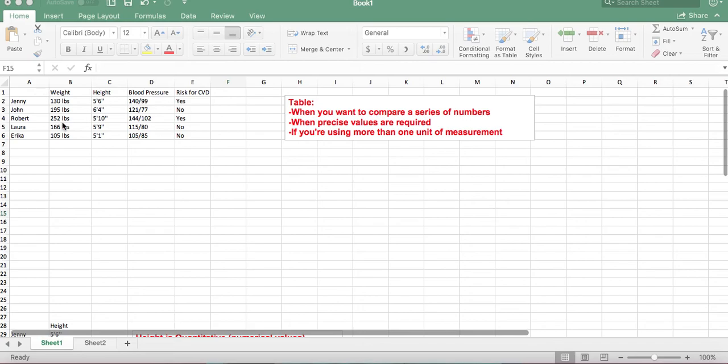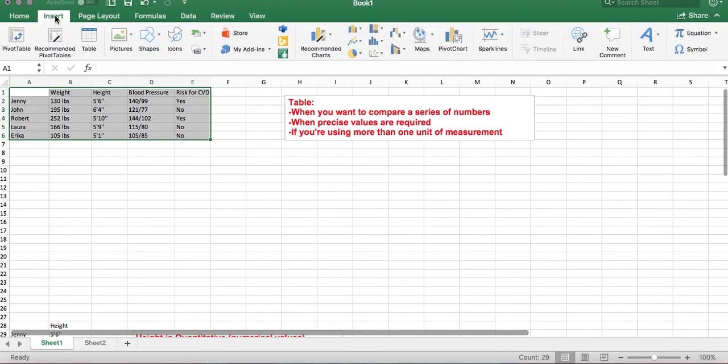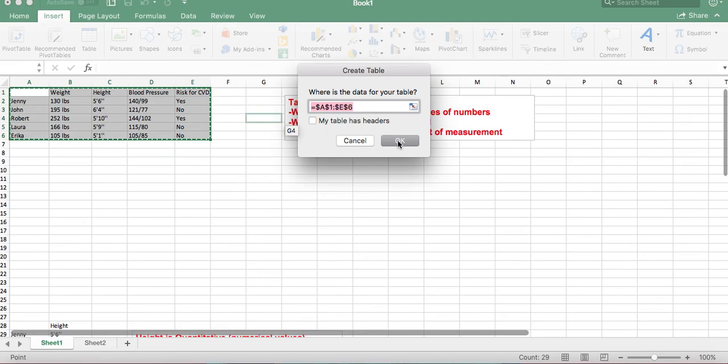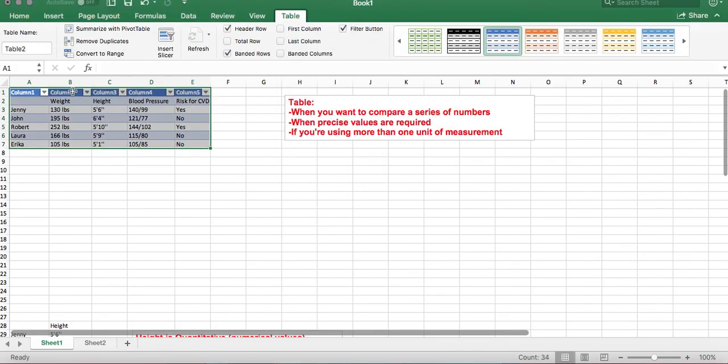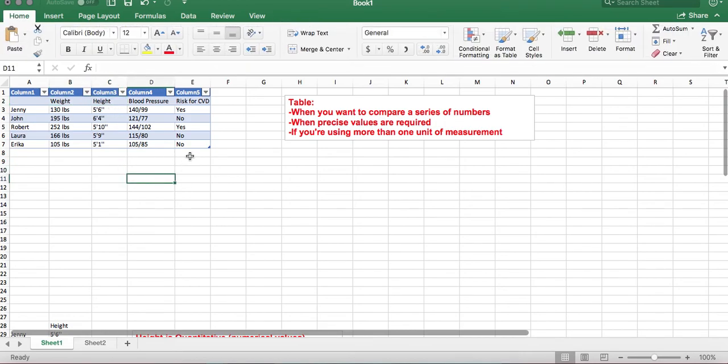If you just have one unit of measurement, then you probably want to use a bar graph. So what you would do here if you want to make your table is highlight your data, insert, table. Okay. And then from here you can start to specify some of the things, like what you want to name column 2, what you want to name column 3. I had already done it before just for our example, but you can start to specify some of these things that you want to do to your table here.